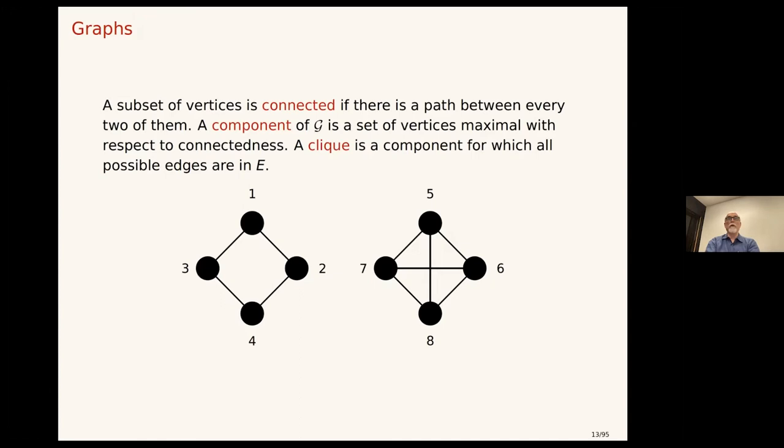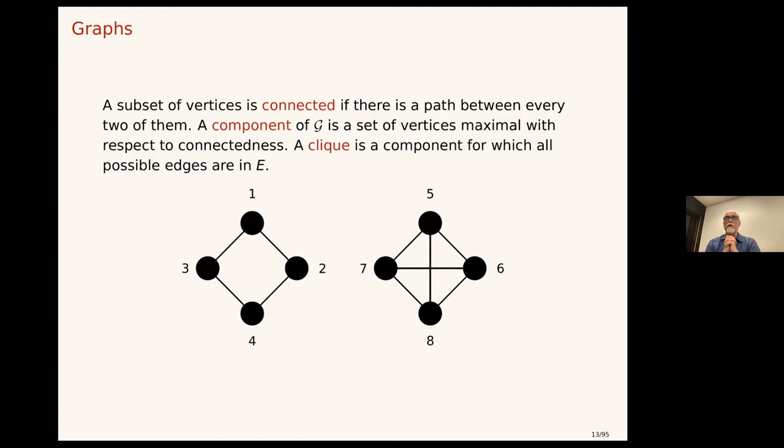So here we have a graph containing 8 nodes. Vertices 1, 2, 3, and 4 are connected. 5, 6, 7, and 8 are connected, okay? 1, 2, 3, and 4 is an example of something called a component of a graph, because it is a group of connected vertices that is maximal with respect to the property of being connected. So 1 and 3 is a connected set of vertices, but there are more vertices that are connected to them, namely 2 and 4, right? So the set 1 and 3 is not maximal with respect to being connected. But 1, 2, 3, and 4 is, so it is said to be a component.